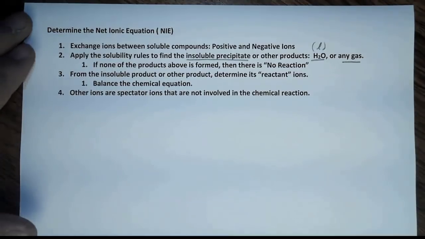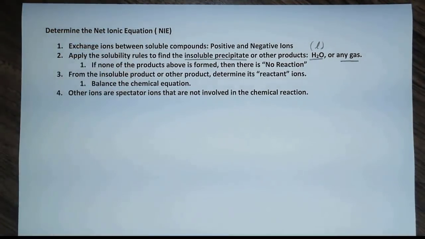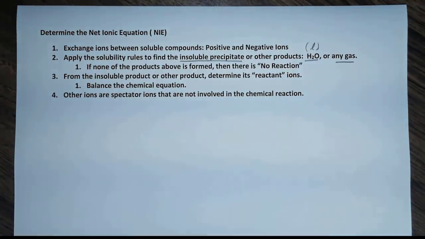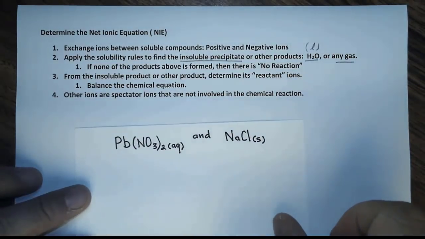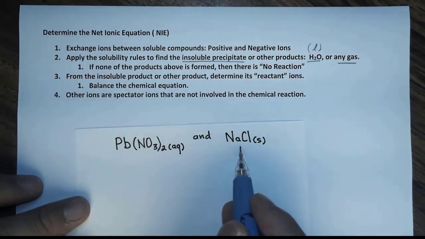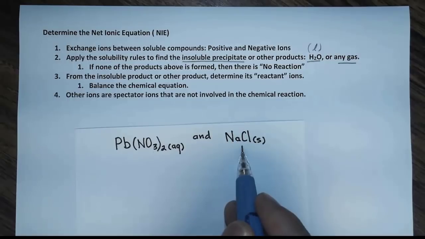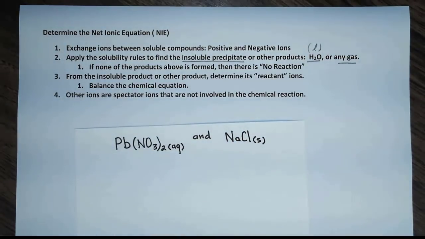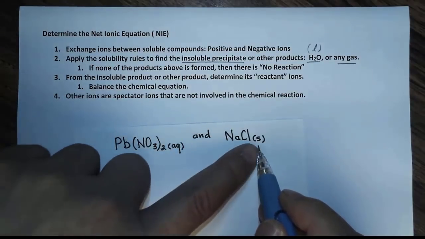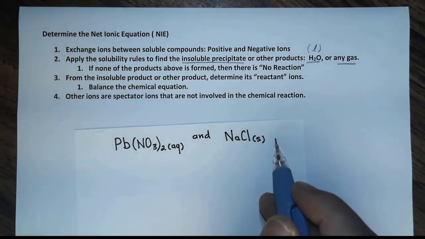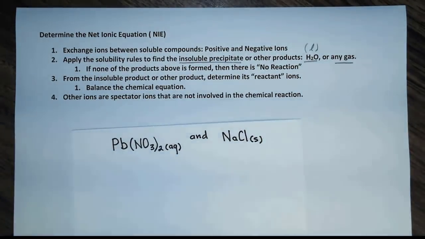So let's go back and look at the steps to determine the net ionic equation. First of all, of course, we are going to be given two solutions. Let's use this as an example. In this case, I have a solution of lead nitrate, and I'm going to add in a solid, sodium chloride, table salt, to see if we're going to have a chemical reaction. Now, does it matter if this one is solid or aqueous? No. As long as one of your solutions is aqueous, the other one can be a solid as well.